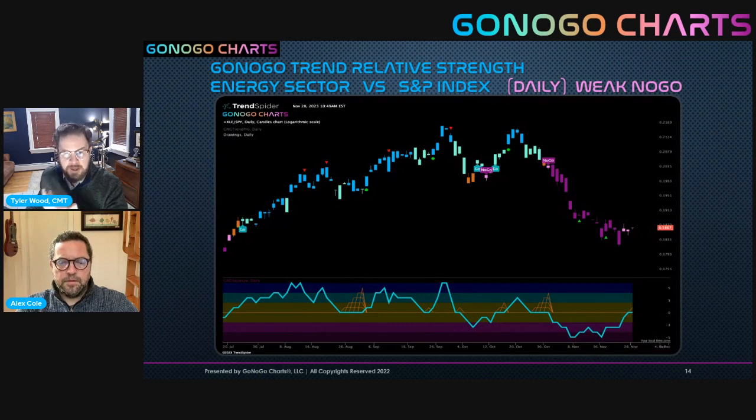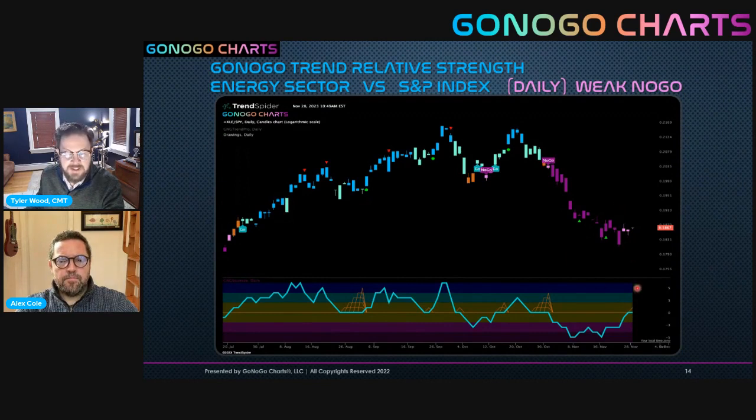Is there anything important happening? Well, absolutely. If this is a bottoming process and we start to see momentum move into positive territory, enthusiastic buying of energy versus the S&P 500, relative outperformance, that would be a clear signal that this no-go trend may be coming to an end, right?